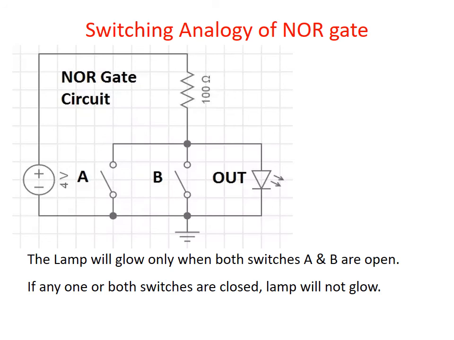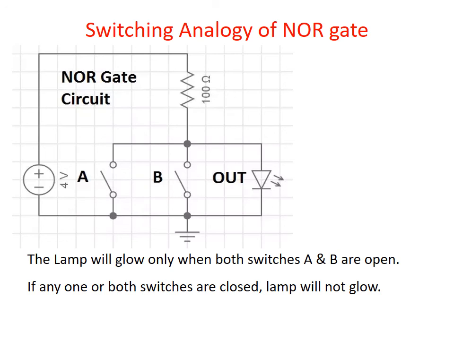It is a NOR gate switch analogy. Now here this one is a power supply connected to the circuit. These are the switches, A and B are the switches. If both switches are open, that is 0, 0, then only the lamp will glow. If any one switch is closed, then current will not go to the lamp. It will move through any one switch which is closed.